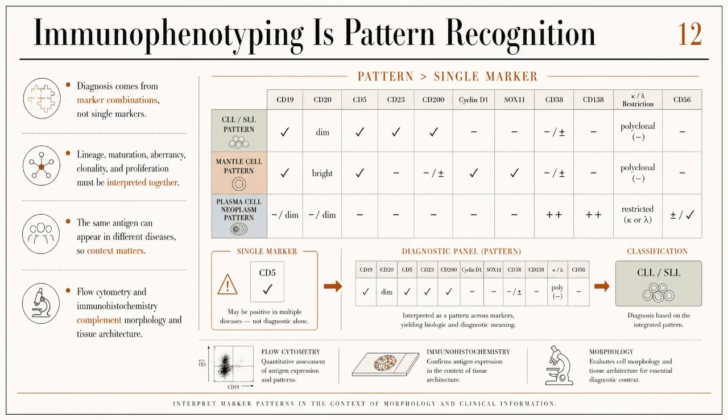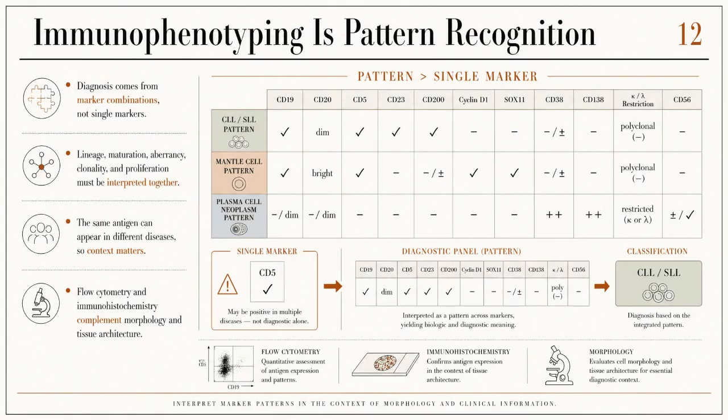For example, in chronic lymphocytic leukemia/small lymphocytic lymphoma, CLL/SLL, the co-expression of CD5 and CD23 on B cells forms a distinctive pattern that supports diagnosis. In contrast, mantle cell lymphoma typically shows CD5 positivity but lacks CD23 expression and exhibits cyclin D1 positivity, a pattern that helps differentiate it from CLL/SLL despite some overlapping features. These patterns are not arbitrary. They reflect underlying biology and maturation stages of the neoplastic cells.